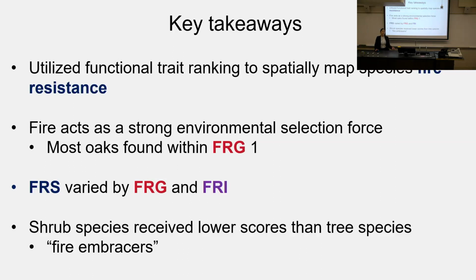And then lastly, we do see that shrub species did receive lower scores compared to tree growth form species. And this, again, is just due to the fact that shrubs are more conducive with the strategy of being fire embracers. So again, they focus more on that below ground survival of storage tissues, and being able to set up those basal resprouts if fire is to come through and kill above ground biomass tissue. So not as conducive with a fire resistant trait strategy.